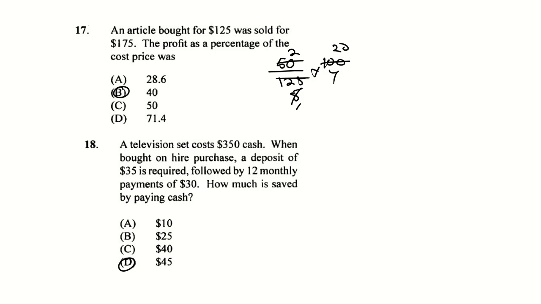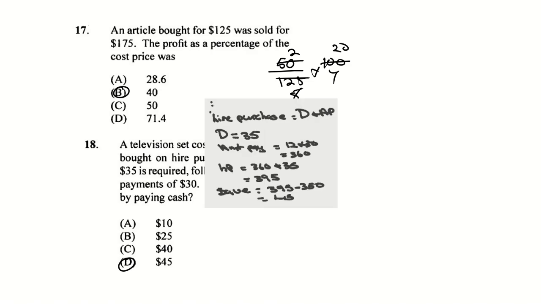We know that the higher purchase price was 360 plus 35, which is 395, and the difference between 395 and 350 is 45. So this is your answer right here.